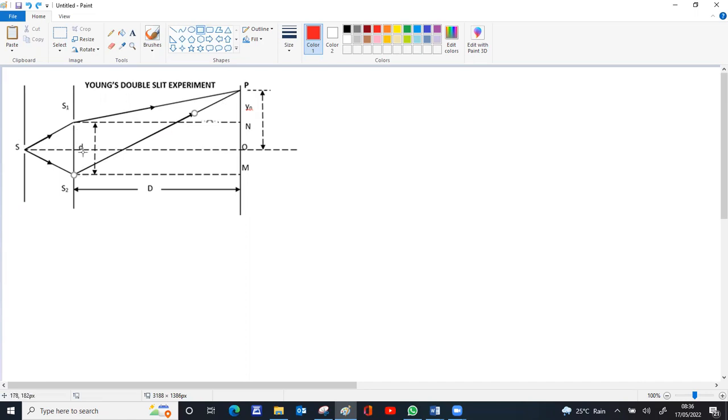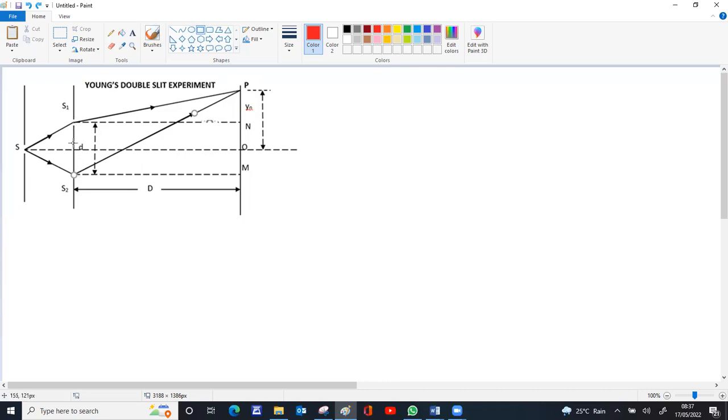S1S2 is small d. Just for the derivation purpose, this line is extended so that it meets at M and N. O to N and O to M are both equal, each equal to d by 2. The distance to the point P from the center of the screen is measured as yn. Y because here we take the y-axis vertical. n stands for the nth band. This point may be a third or fourth bright or dark band. So yn represents center to nth band, which can be bright or dark.